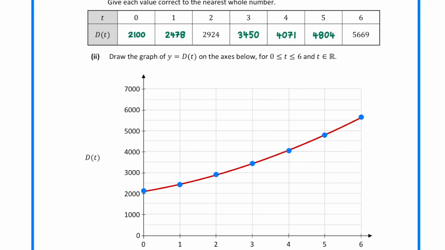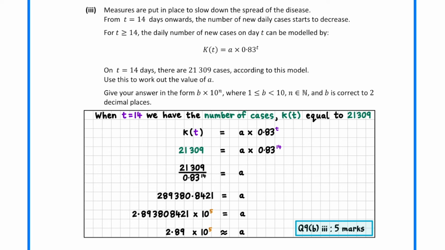In part 2, we need to graph these points. We do this by plotting a point for each of our pairs, and then joining the dots as best we can with a smooth curve. In part 3, we are given a function, k of t, which tells us the number of new cases after measures have been put in place to slow the spread of the disease. We are told that when t equals 14, we have 21,309 new cases. We must solve for the unknown value of a.